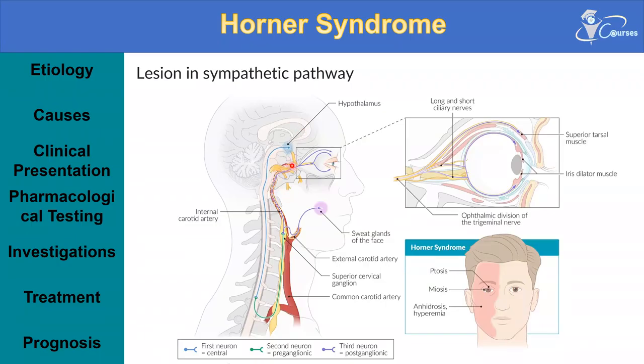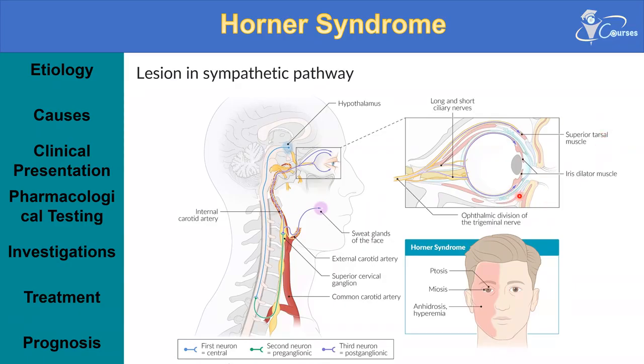So it gives branches that pass with the ophthalmic division of the trigeminal nerve to supply different structures of the eye. What does it supply? It supplies the dilator pupillae muscle, resulting in pupil dilatation. It also supplies the superior tarsal muscle, which is called the Müller muscle, and the inferior tarsal muscle. These muscles cause lid retraction. That's why patients with hyperthyroidism have lid retraction, because of overstimulation by sympathetic overactivity to the superior and inferior tarsal muscles.